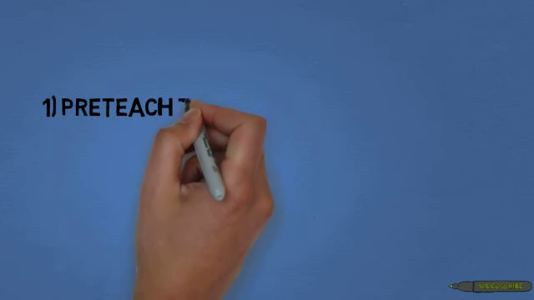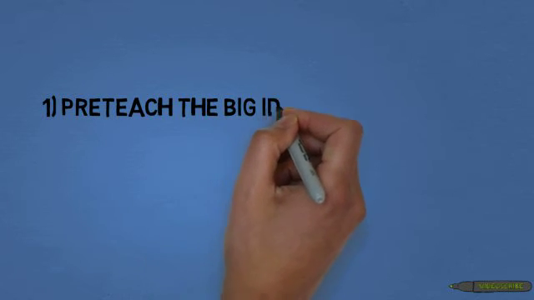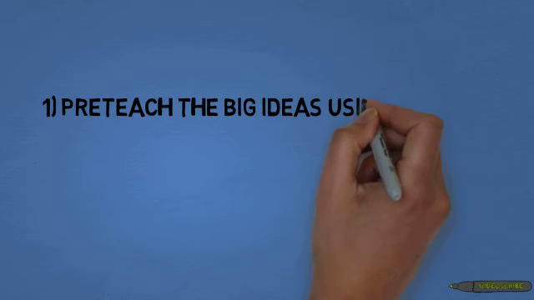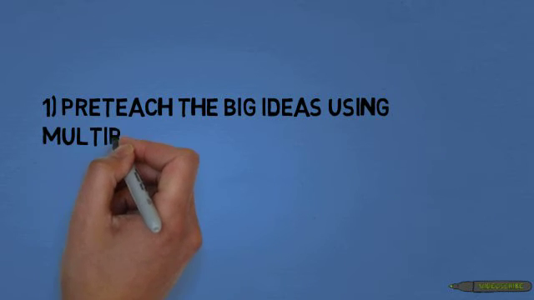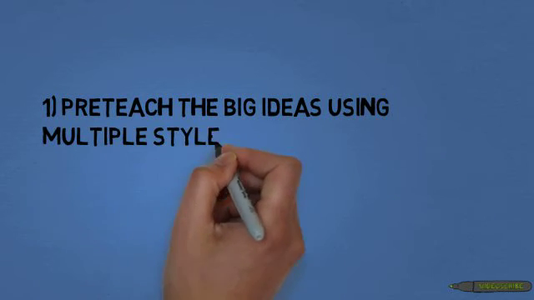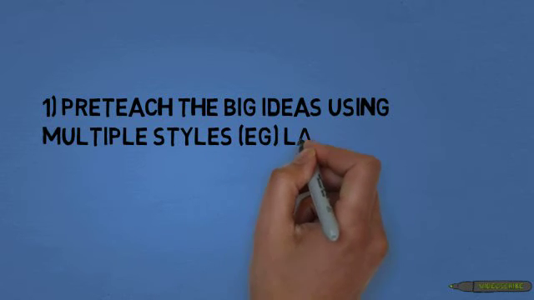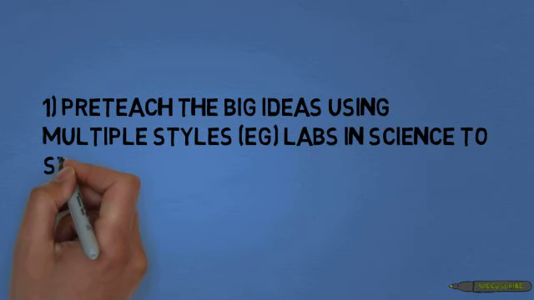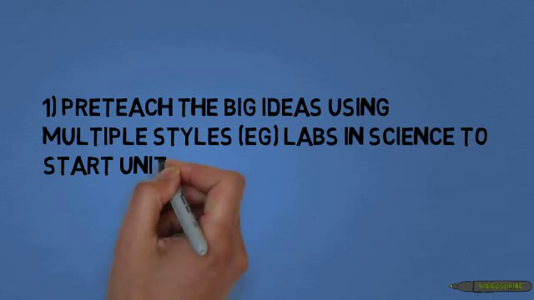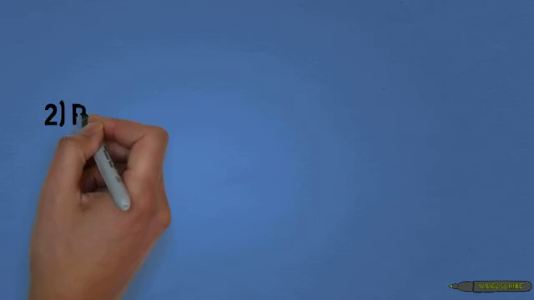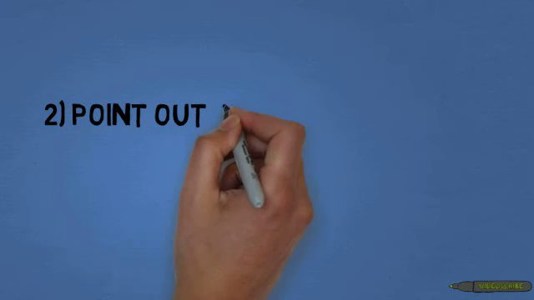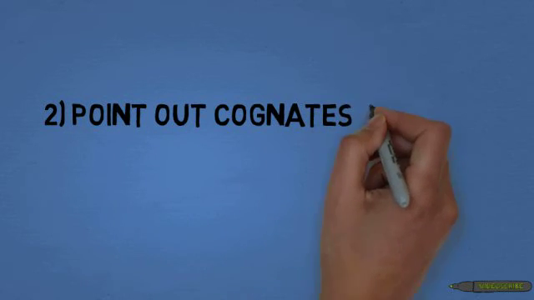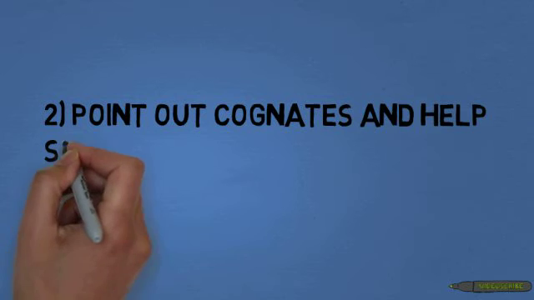The first example that they gave us is the idea of pre-teaching very difficult concepts or the big ideas. Many times students don't have a concept of what the topic is, and when you pre-teach the big ideas, they follow along much better. So for example, in my science class, I usually start off with a lab to give students an idea of the big picture.